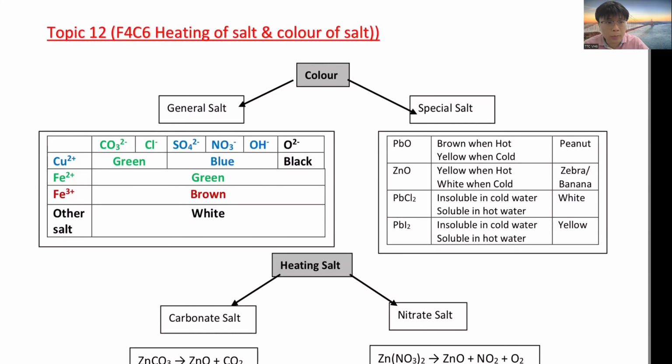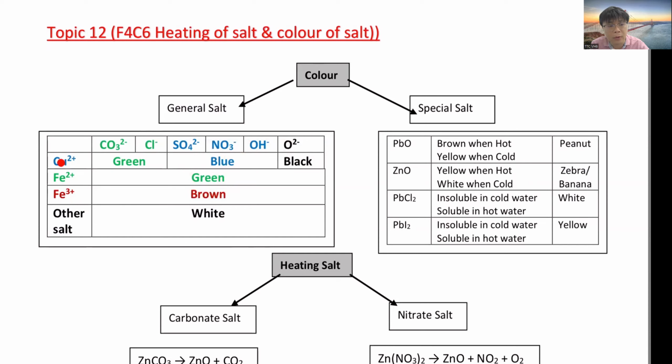Okay, so we will talk about topic 12, which is Form 4, Chapter 6, Heating Salt and Color of Salt. For the iron 2 salt, most of the salt is white color. Iron 2 carbonate, iron 2 chloride, sulfate, nitrate, hydroxide, and oxide are all green color. Okay, all the iron 3 salt, whether it's iron 3 carbonate or iron 3 chloride, iron 3 sulfate, nitrate, hydroxide, and oxide will be all brown color.